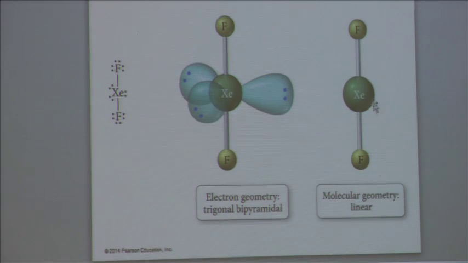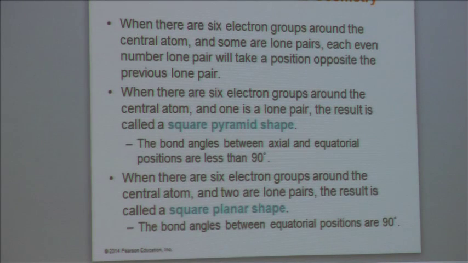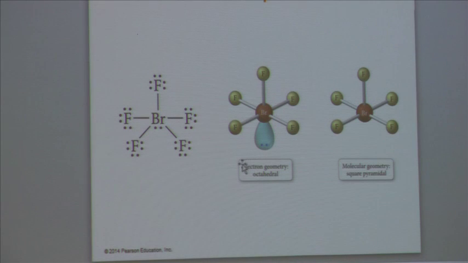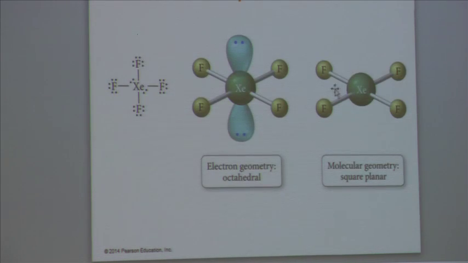Linear shape when you have xenon, Xe with 2 fluorine atoms. And when we look at the octahedral geometry, it's a result of the square pyramidal. And here is our square pyramidal shape. And then when we look at a square planar, here in fact is our square planar molecule.